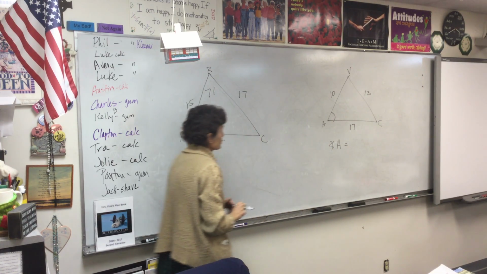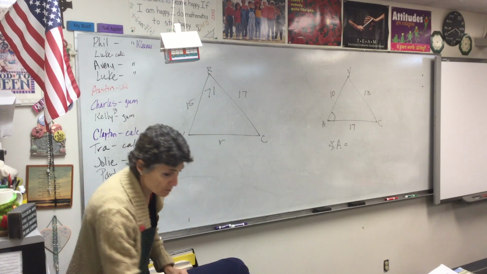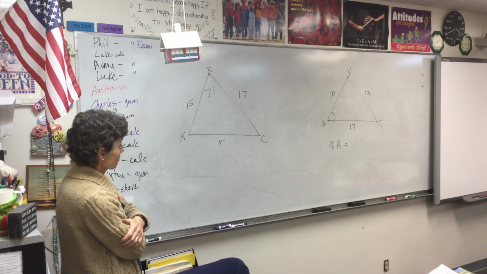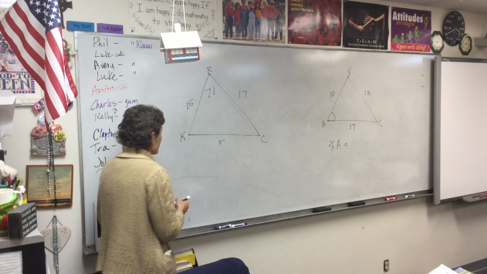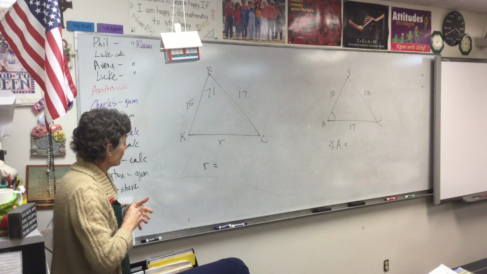And in that second one, I want you to find angle A. So you're going to use your law of cosines both times. These are both law of cosines problems. And you're just going to find what I asked you to find. You're not solving the whole triangle. You're just finding one piece of it.